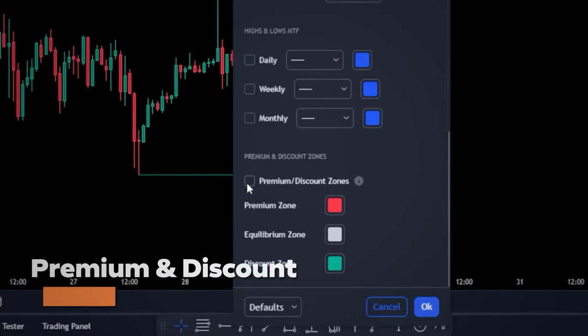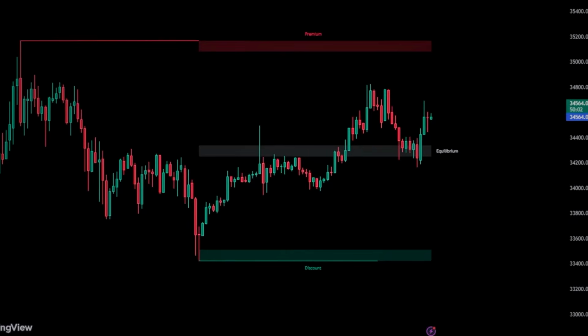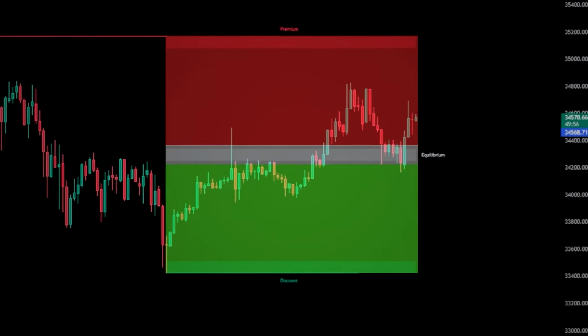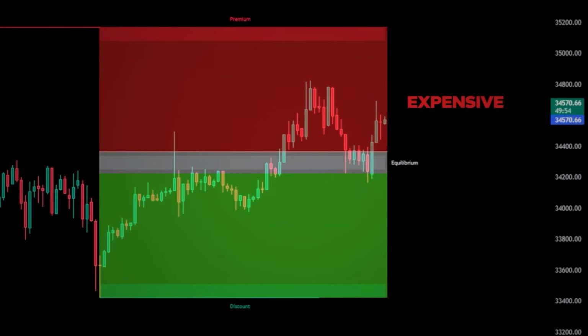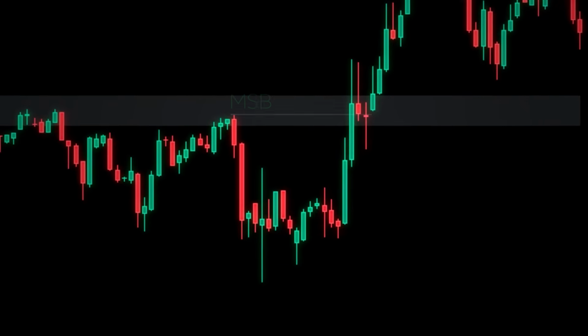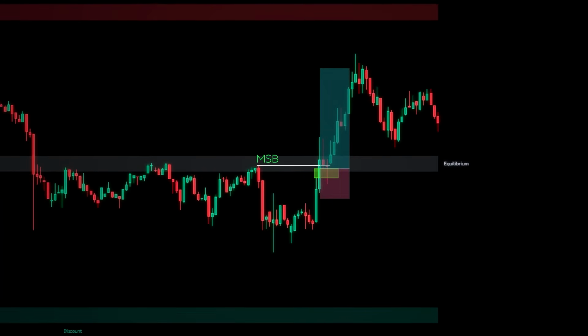Finally, we have premium and discount zones. Basically, it marks out the local range of the market and divides it with an equilibrium point. This is the midpoint between the premium and the discount areas. Premium, we basically view as expensive, and discount, we basically view as undervalued. For higher probability trades, you want to sell when we're at premium and buy when we're at discount exclusively.